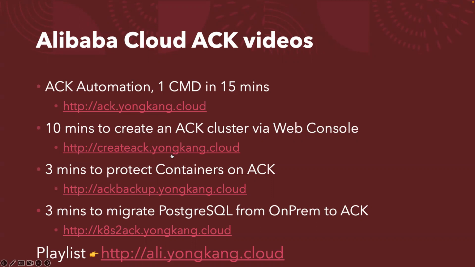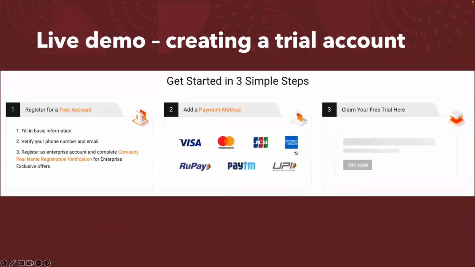But one thing I haven't done is how to sign up an Alibaba Cloud trial account. So here we go, only a few steps and you can create a trial account. First of all, you need to register a free account. You need to provide the basic information, your phone number, your email address, and then you need to add the payment method. I will be using my credit card. And then you can claim your free trial.